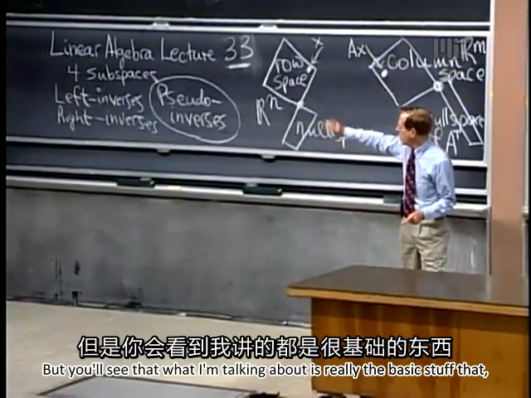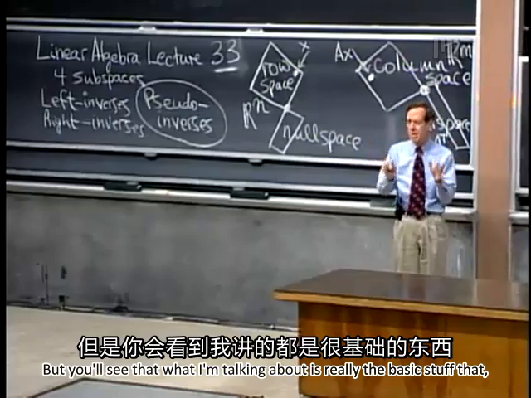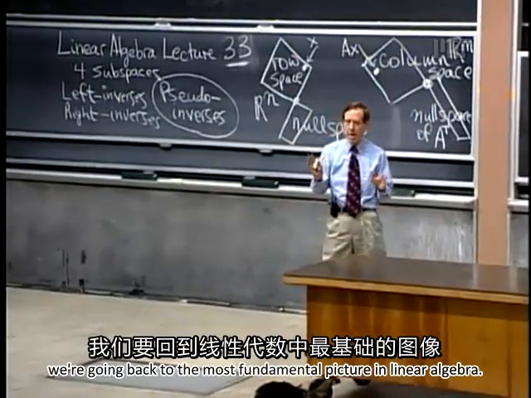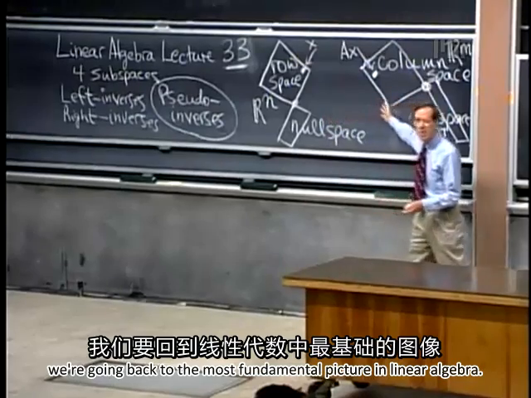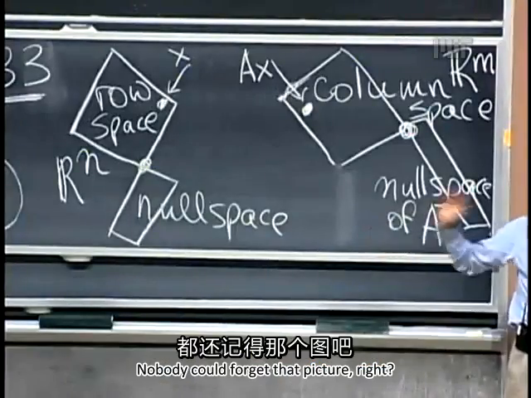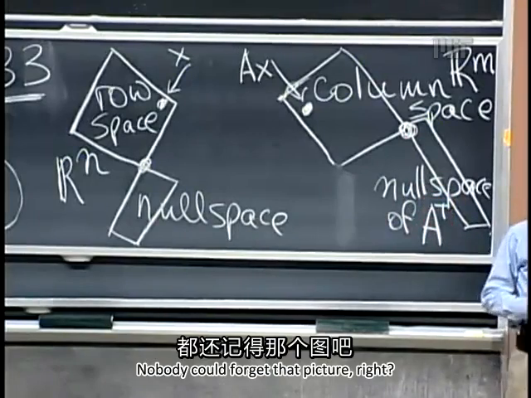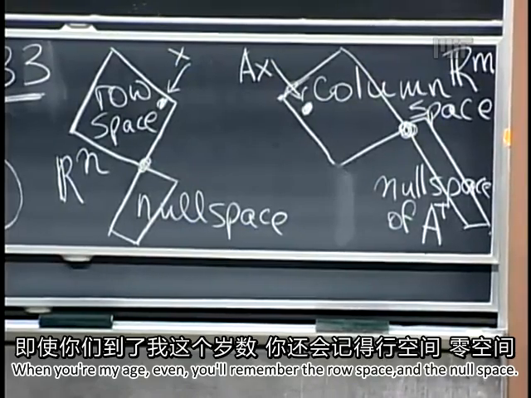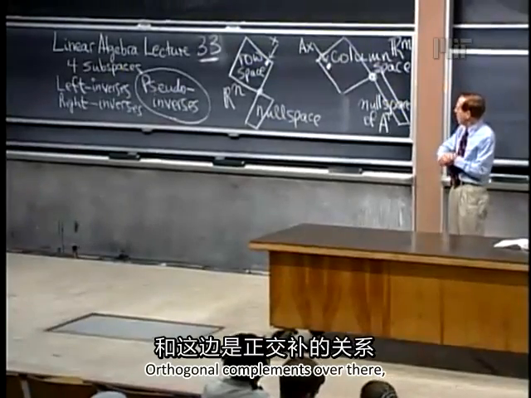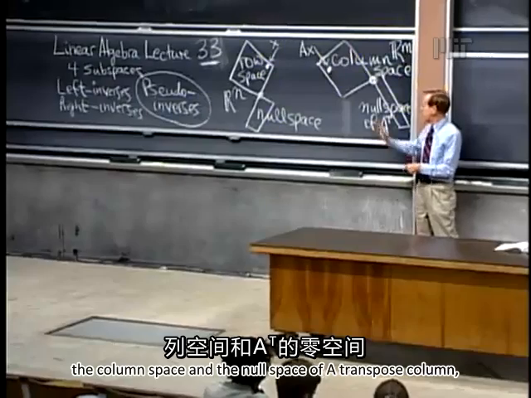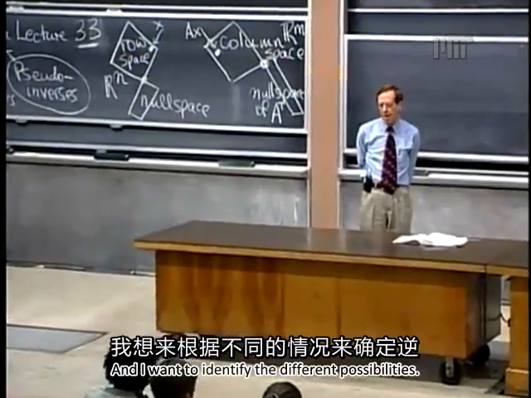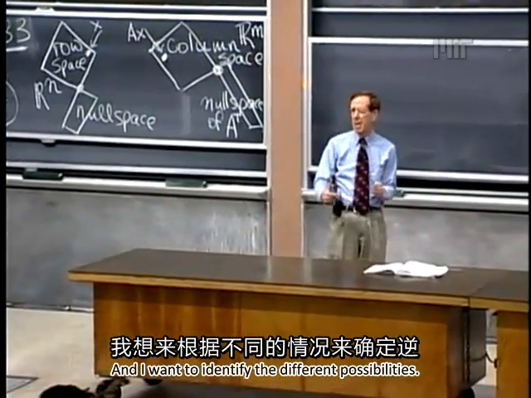But you'll see that what I'm talking about is really the basic stuff for an m by n matrix of rank r. We're going back to the most fundamental picture in linear algebra. Nobody could forget that picture, right? When you're my age even, you'll remember. The row space and the null space, orthogonal complements over there; the column space and the null space of A transpose, orthogonal complements over here. And I want to speak about inverses. And I want to identify the different possibilities.